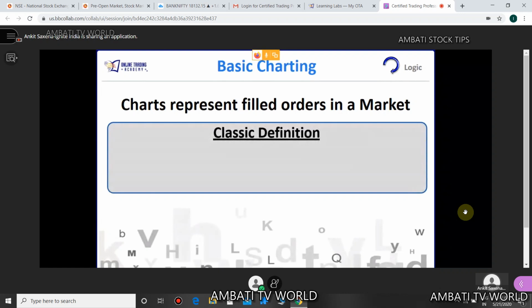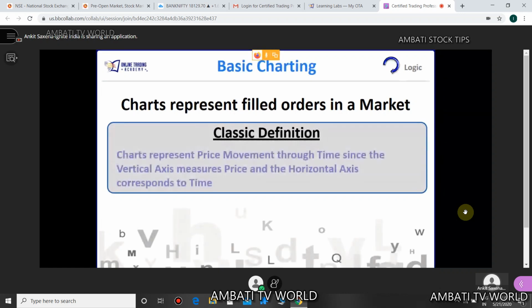A chart represents filled orders in the markets. The candles that we see are the filled candles, and conventional technicals say charts represent price movement through time, since the vertical axis measures price and the horizontal axis corresponds to time. We saw that on the price chart yesterday.